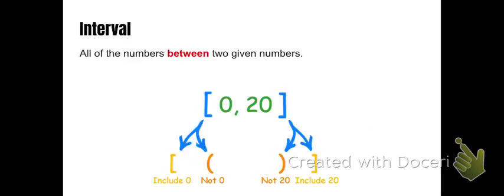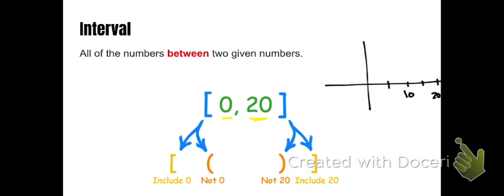Now, interval notation. An interval is all the numbers between two given numbers. This is an example of interval notation. This is saying the numbers between 0 and 20. If our end brackets are boxed out like they're shown here in blue, that means we're including that number. If they are curved, that means you're not including that number.